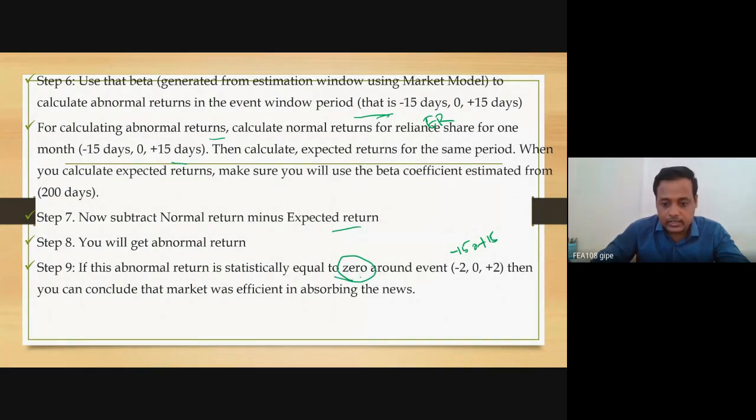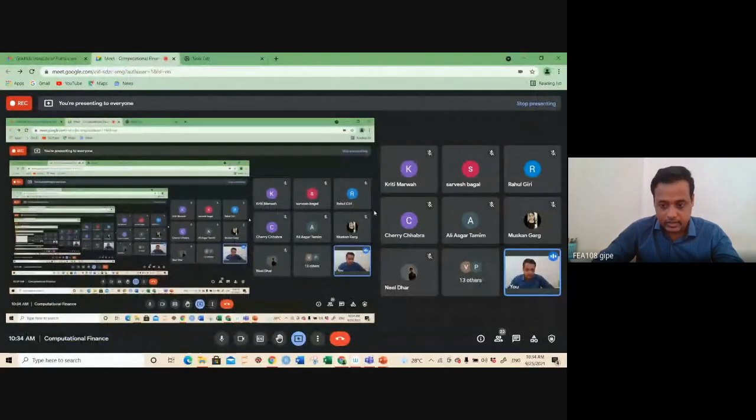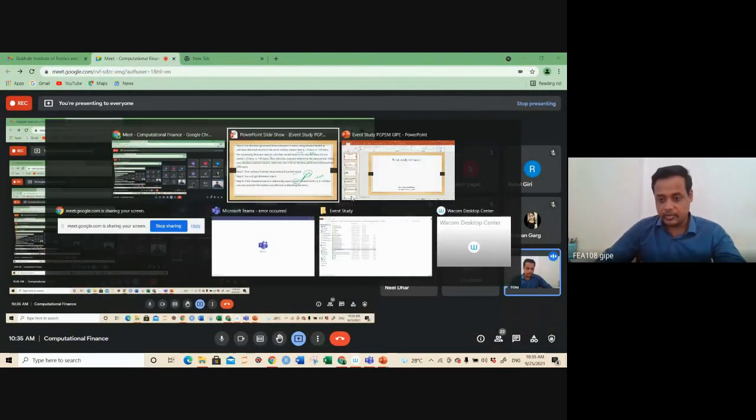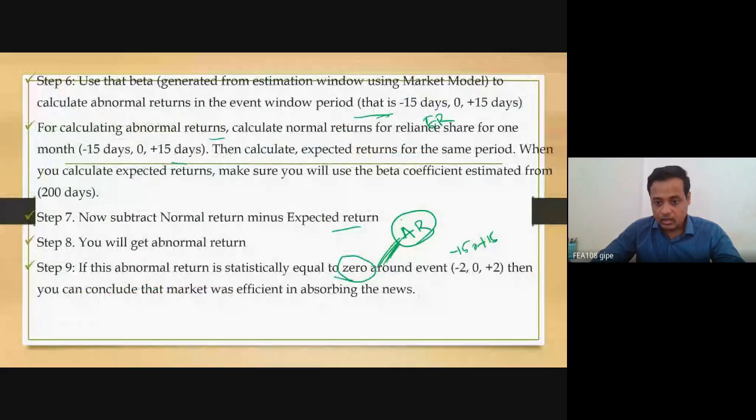If that event is impacted and investors are able to earn abnormal return, then that market is not efficient. So the efficient market's objective is to ensure that no investor can earn abnormal return. An investor can earn a return, but not abnormal return compared to other investors.